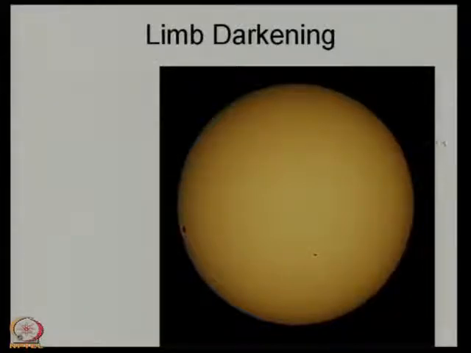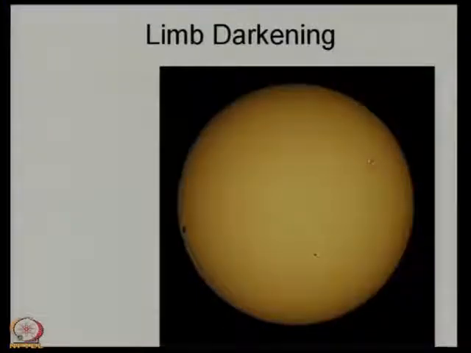So the outer regions get darkened. So the outer regions of the sun appear to be darker. Now, if the sun were a black body of the same temperature, then it should appear equally bright, because the temperature is the same everywhere, right. So this seems to indicate that it is not exactly a perfect black body. There are some deviations from that.